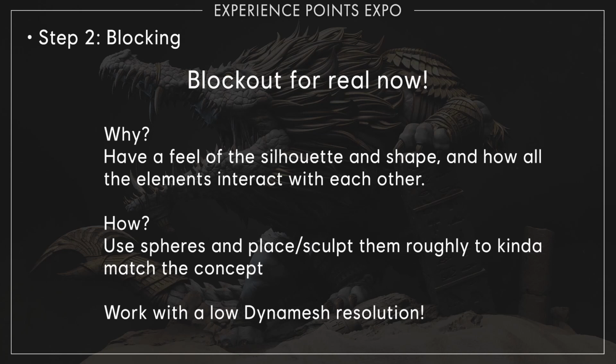Usually what I do to block out is start creating spheres, moving them, scaling them, and doing some rough sculpting, not going into too many details, because at this point we don't need much detail. We don't want to work on the global aspect of the character. I recommend using Dynamesh with a low resolution to do this, so you can constantly update your mesh and not worry about going too much into detail.